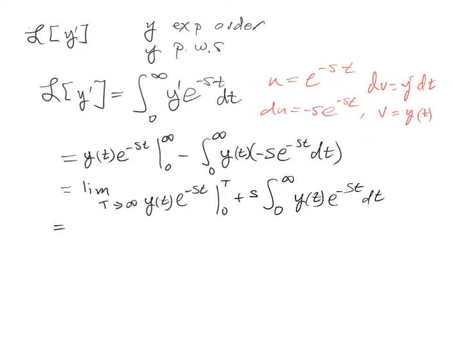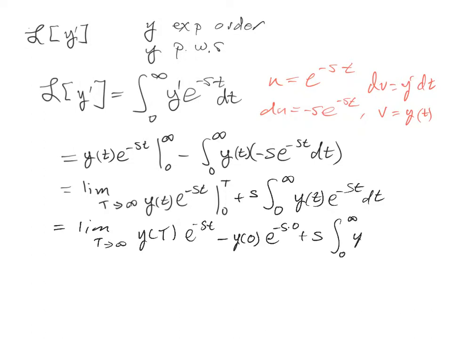So for our first term, we're going to have the limit as t goes to infinity of y of capital T times e to the negative st minus, using the fundamental theorem of calculus, y of 0 times e to the negative s times 0. And then we're going to have plus s times the integral from 0 to infinity of y of t e to the negative st dt.